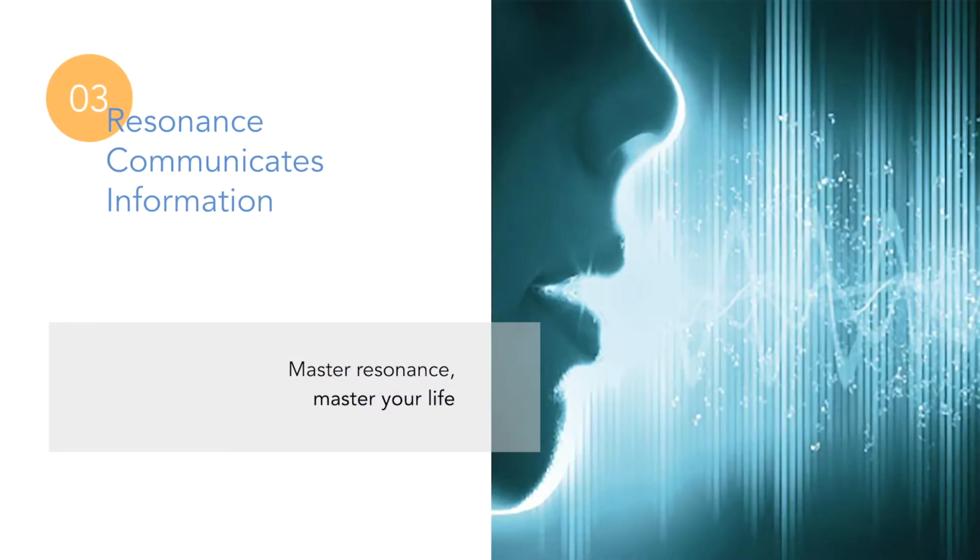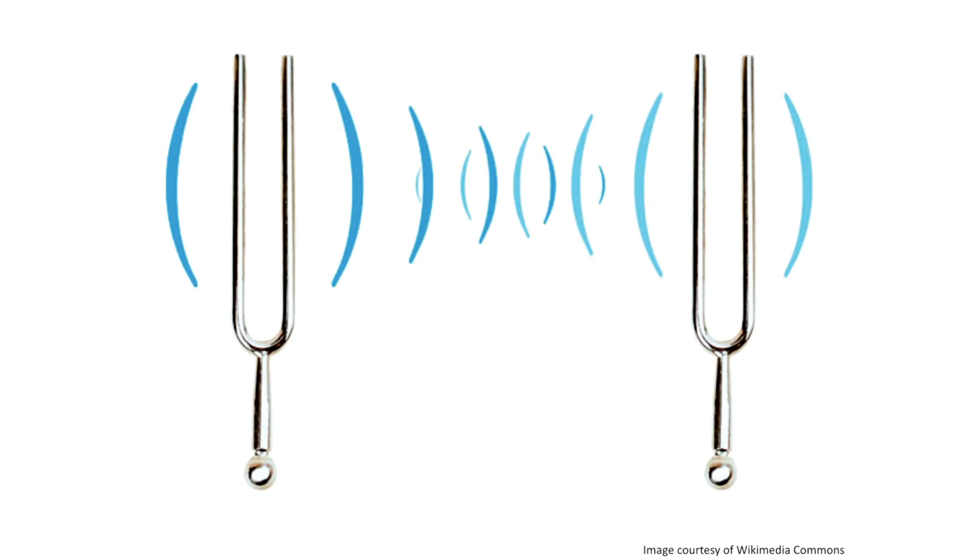One of the best ways to restore your body field is to re-imprint your body's own information with its optimal blueprint. Which leads us into our third principle, which is that resonance communicates information. So what you can see up on the screen here is two tuning forks.